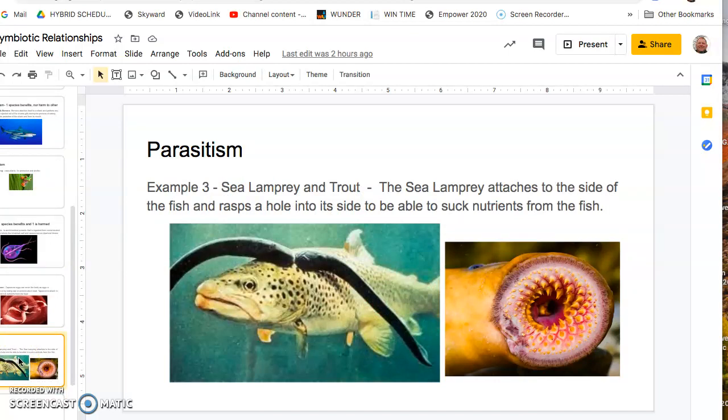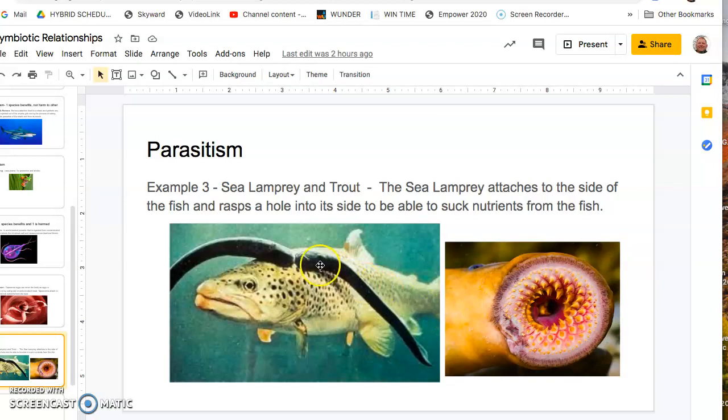Our last one, example three of parasitism, is the sea lamprey and the trout. In this case, the lamprey swims up along the fish, and then it grabs on with its mouth. It has all these little inward pointing teeth, and it grabs on, and it uses this little tongue in here to rasp a hole in the side of the fish.